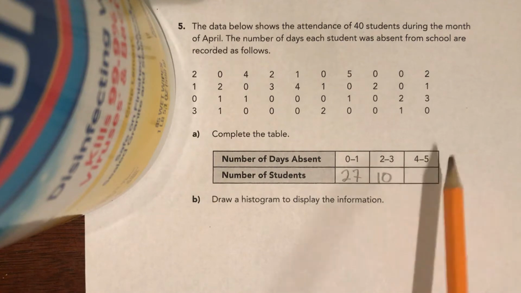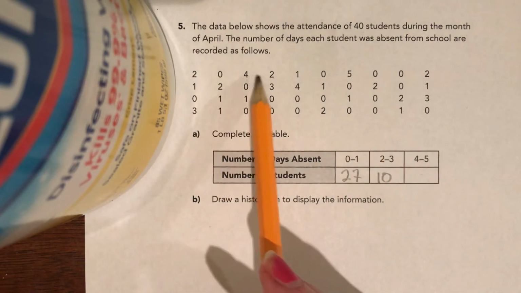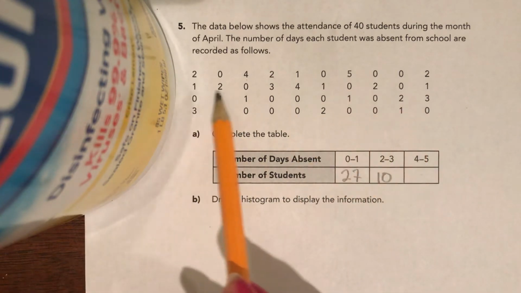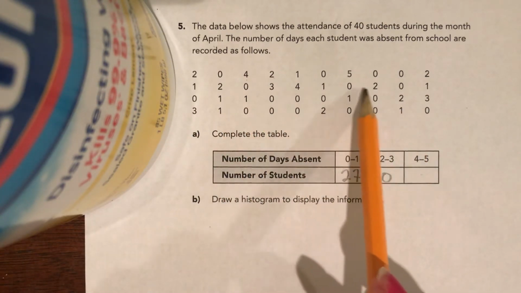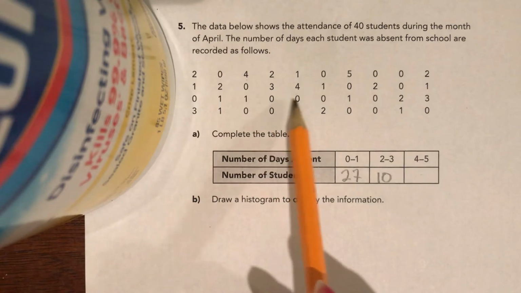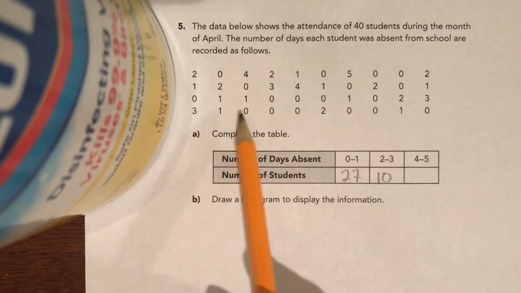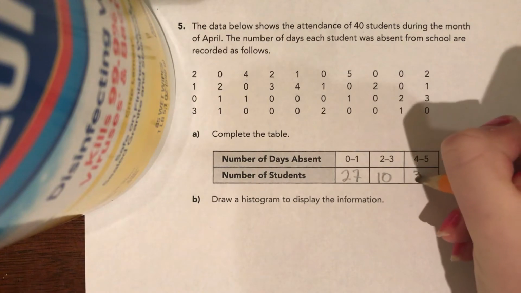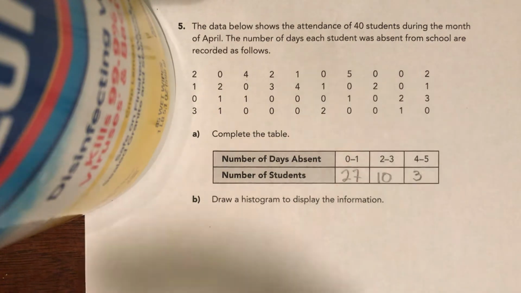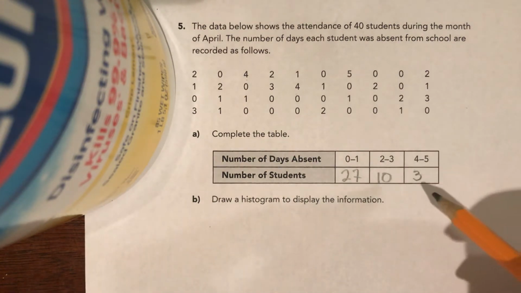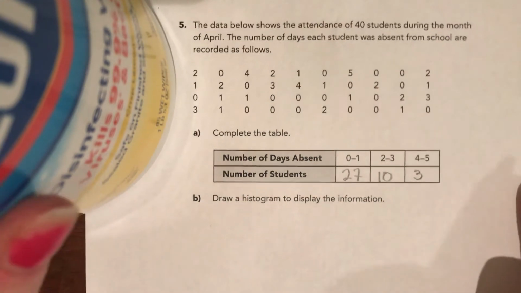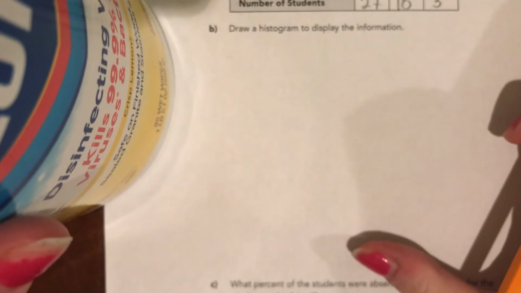So let's look for all our 4s and 5s. 1, 2, 3, gotta check all the numbers. Any more 4s or 5s? No, it's just as we suspected. Only 3 students missed that many days, which is a higher number for all of April. All right, great, we've completed our table. Time to draw a histogram of the information.